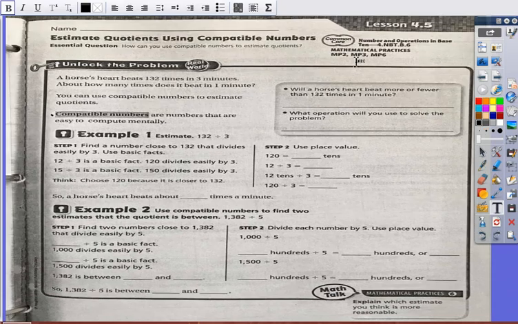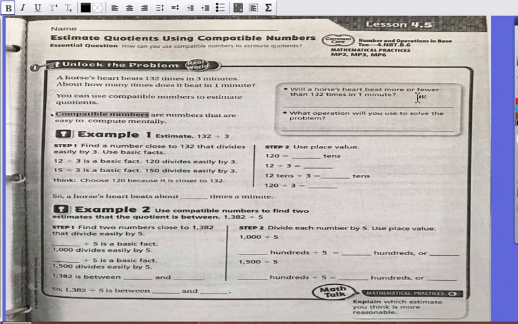Will a horse's heart beat more or fewer than 132 times in 1 minute? What do you think here? It says 132 times in 3 minutes. So will a horse's heart beat more or fewer than 132 in 1? That one would be fewer. Then the bottom one: what operation will you use to solve this problem? What are we going to do with those numbers? We are going to use division for a problem like this.